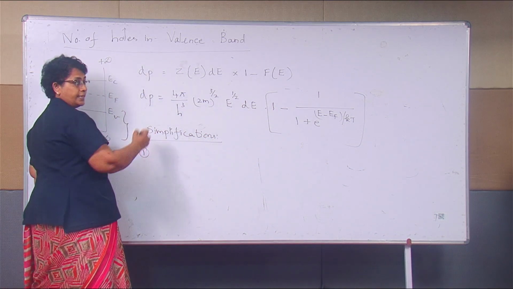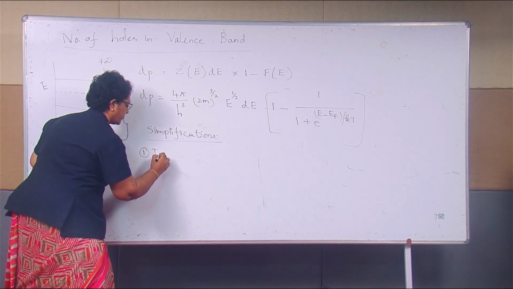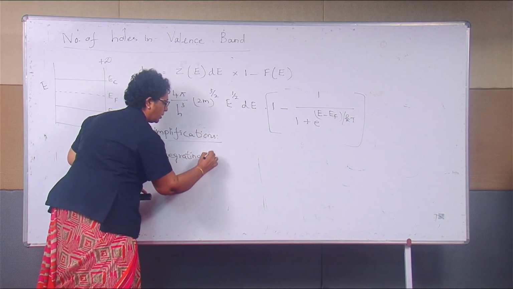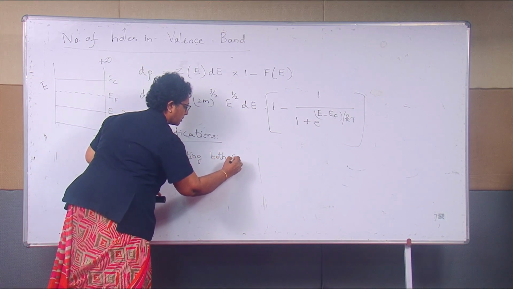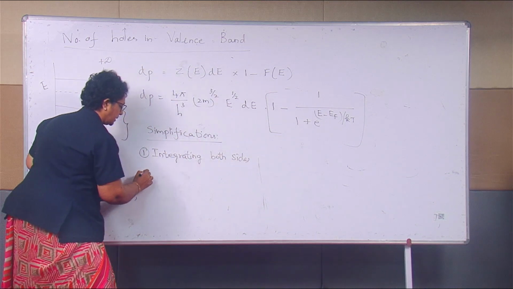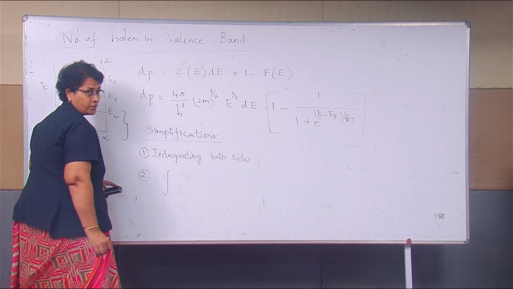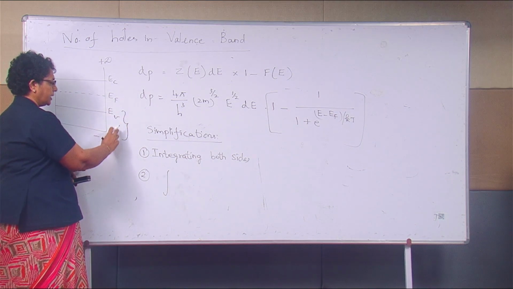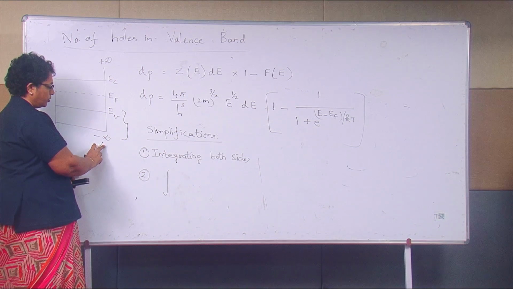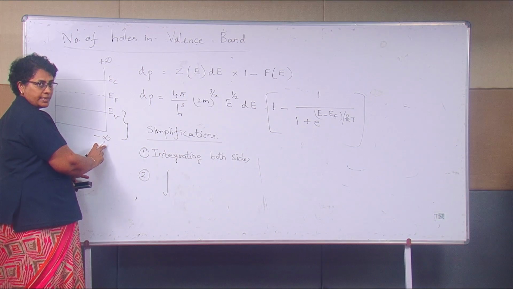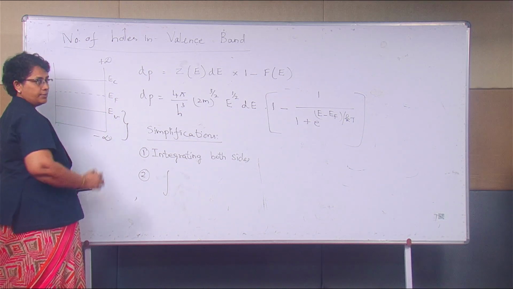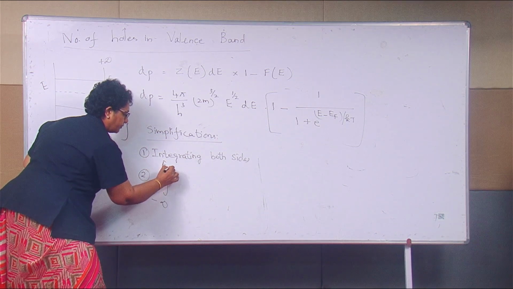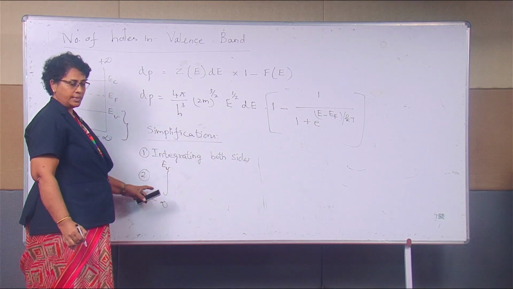Number 1, integrating both the sides. So taking integral on both sides. The next one is giving the limit for the integral. So what can be the limit for the integral? Since we are going to concentrate at the bottom band, the starting limit will be minus infinity and the ending limit will be EV. So, minus infinity to EV. This will be the limit for the integration.